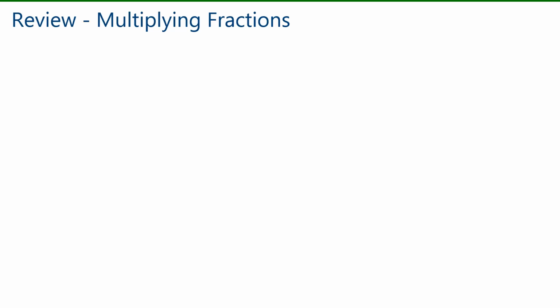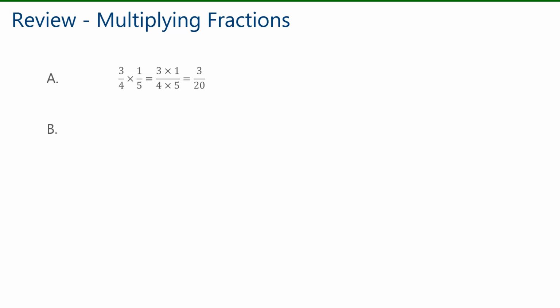So before we look at solving equations with fractions, we're going to do a quick review of how to multiply fractions. And if you remember, earlier in this course, we multiplied fractions such as 3/4 times 1/5. And when we multiply fractions, we multiply the numerators together, so 3 times 1, and we multiply the denominators together, 4 times 5. 3 times 1 is 3, and 4 times 5 is 20. So 3/4 times 1/5 equals 3/20.